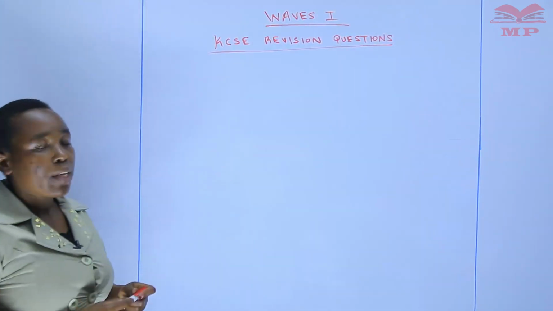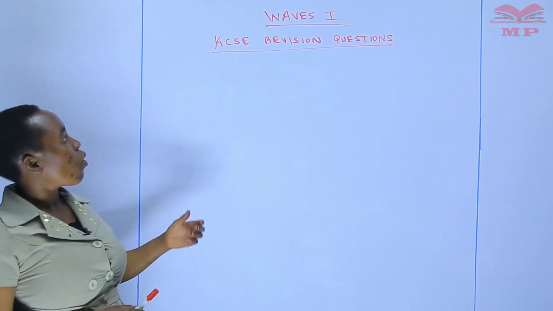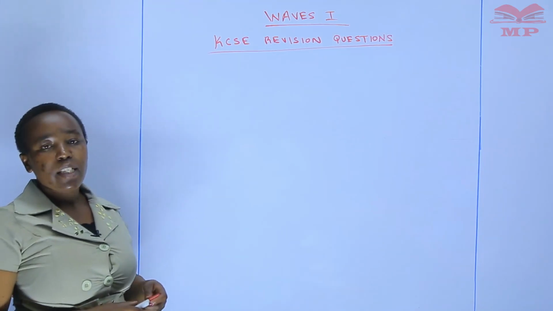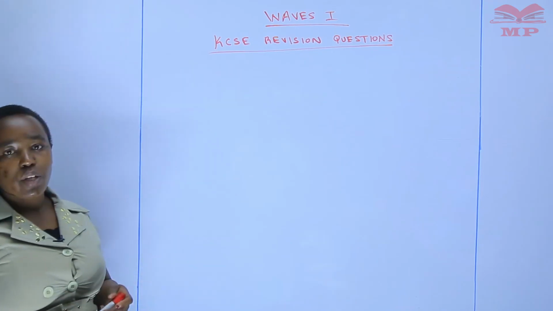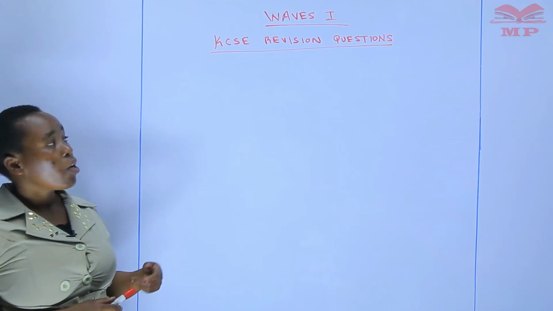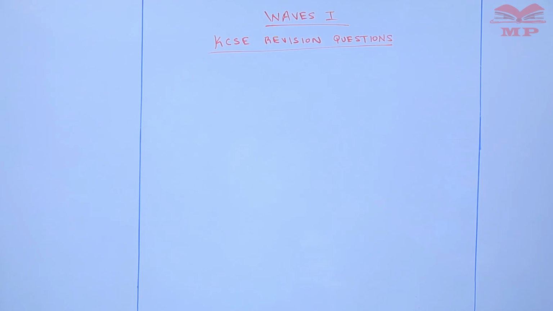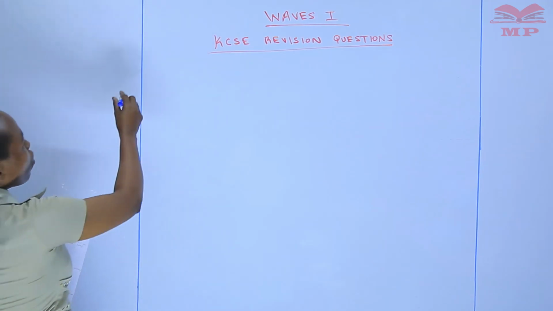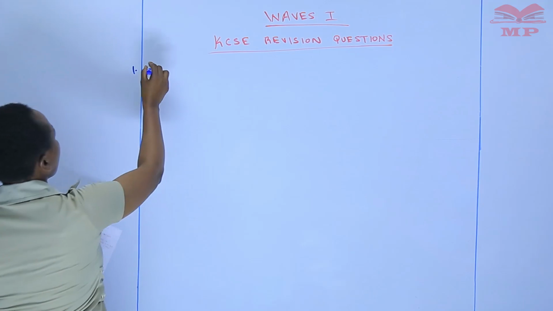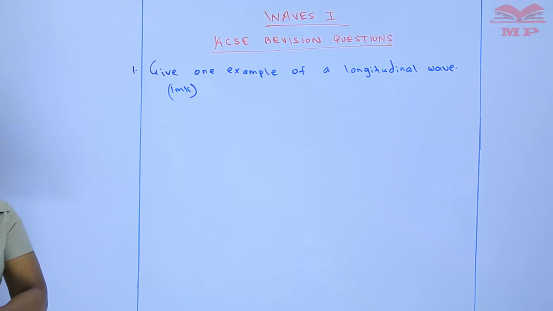Having tackled the topic waves 1, we want to see whether we can answer questions from the past papers, that is KCSE. We are going to do like 7 questions from the past papers, and we are going to solve each at a time. So the first question is here. Some are going to be theory, others we are going to calculate. So number 1, that's the first question.